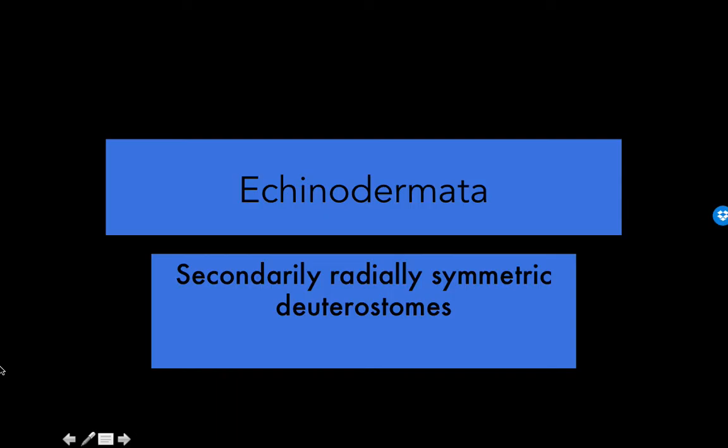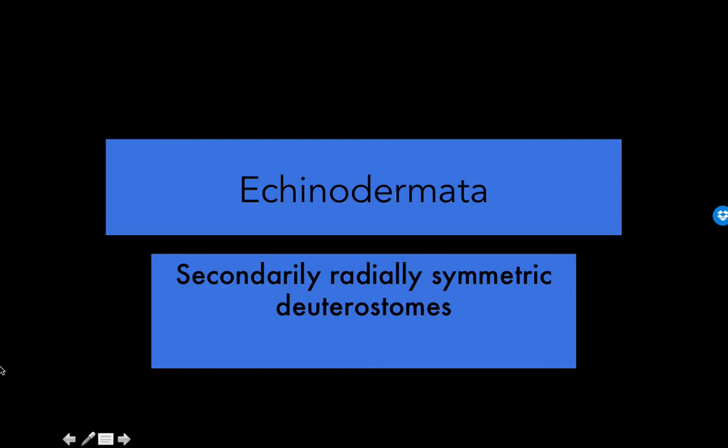The echinoderms are secondarily radially symmetric. What does that mean? It means they evolved from a bilaterally symmetric ancestor. They did not evolve directly from the Radiata, things like jellyfish and comb jellies and corals and anemones. Rather, they do have a bilaterally symmetric ancestor.